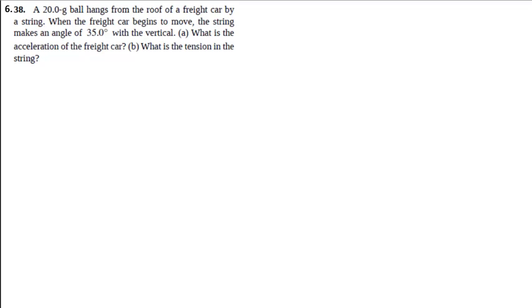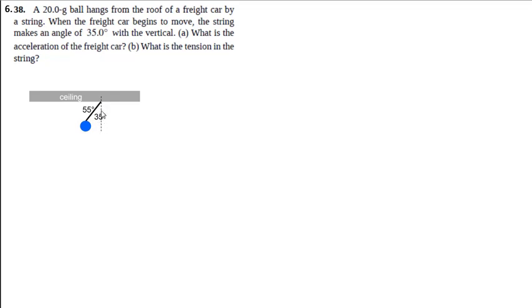Here we have OpenStax chapter 6 number 38. So I'm going to start by drawing a picture, and I'm specifically paying attention to the fact that it's 35 degrees with respect to the vertical. That's very important. So if here's the ceiling, here's my ball, there's the string here. The angle that's 35 degrees is this angle here with respect to the vertical.